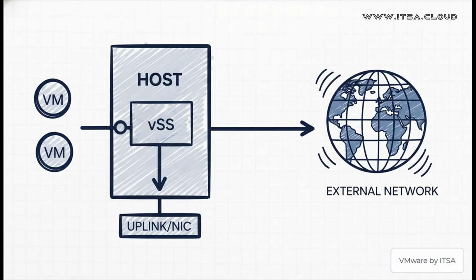But what about when a VM needs to reach a website or a database on another server? Well, that's when the VSS becomes the on-ramp to the highway. It takes the data from that VM, sends it out through one of those physical uplinks to the wider network, and then it manages all the return traffic coming back in.